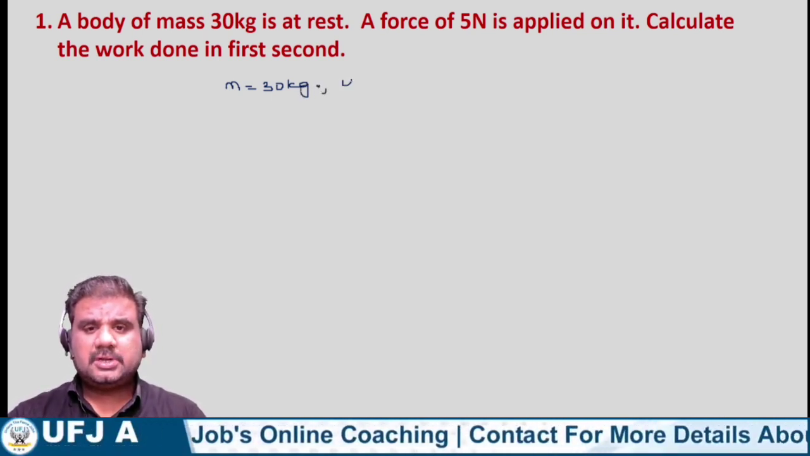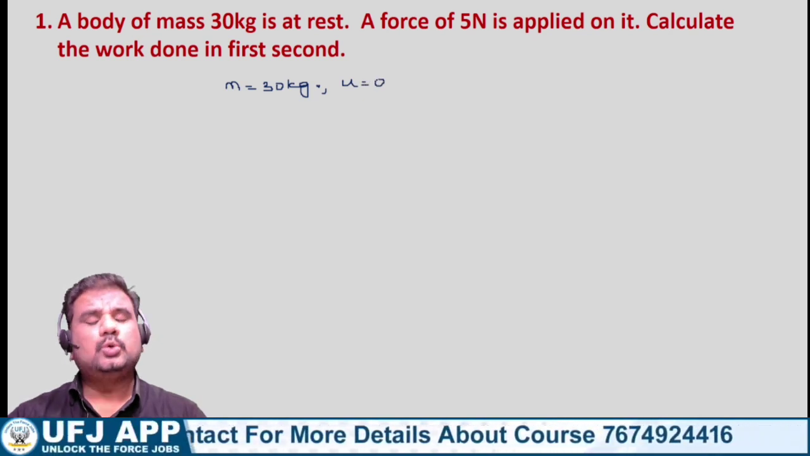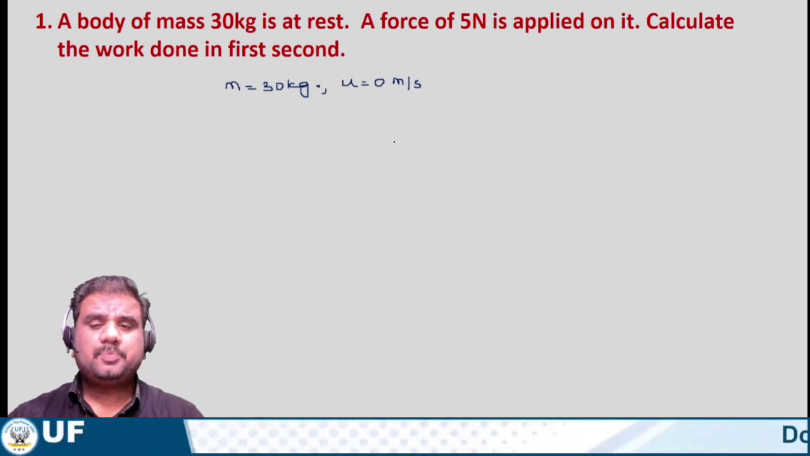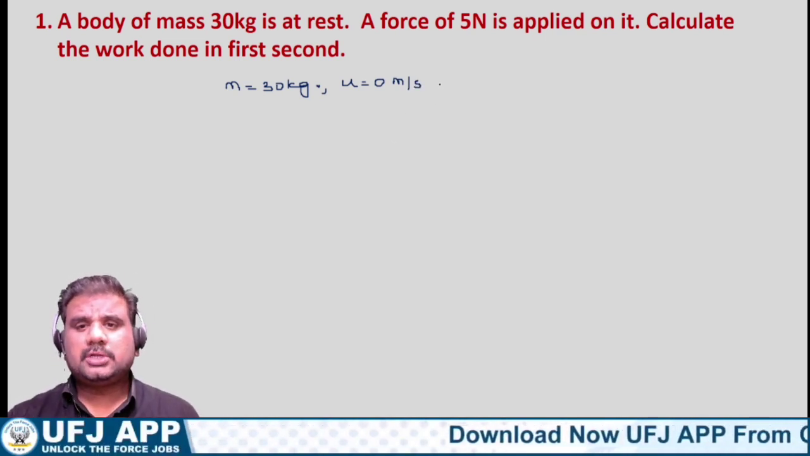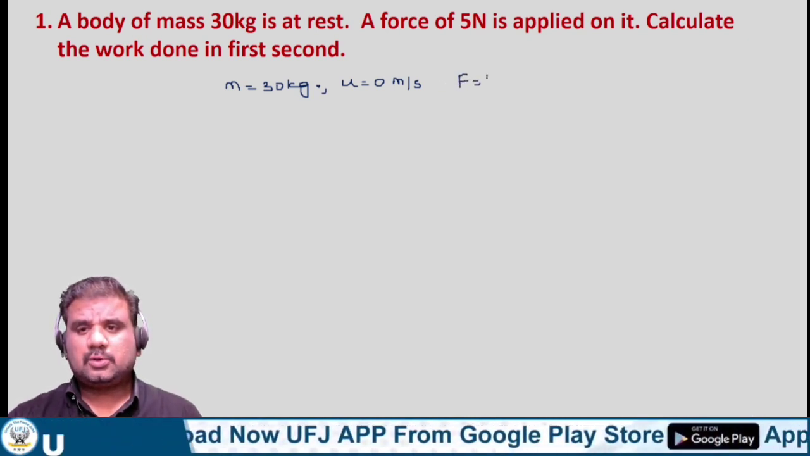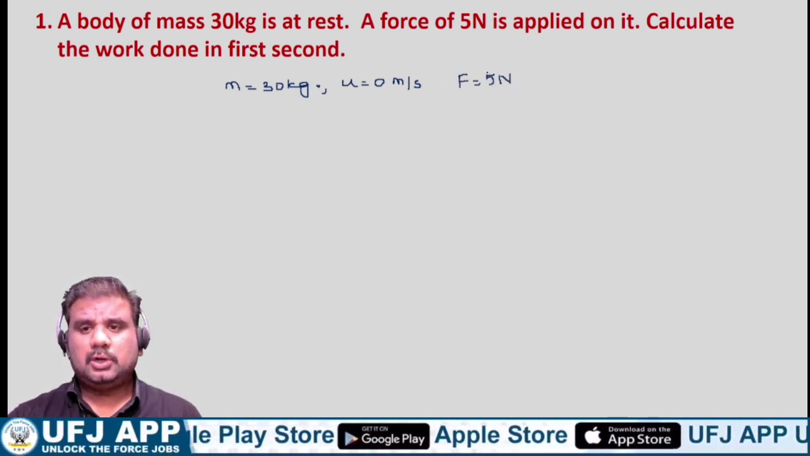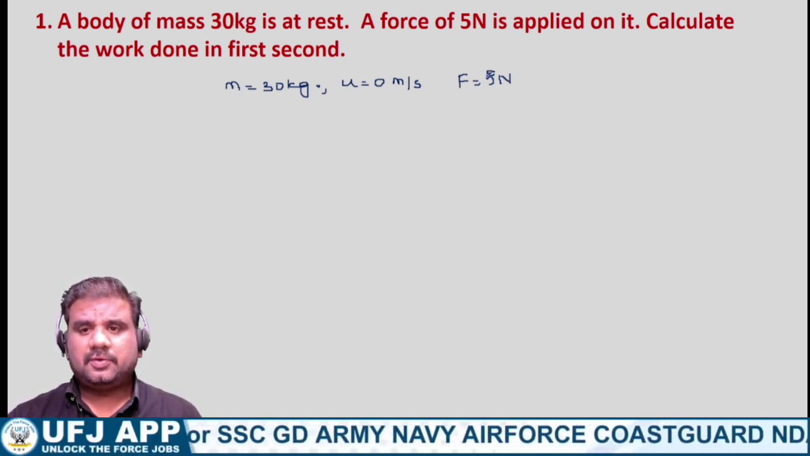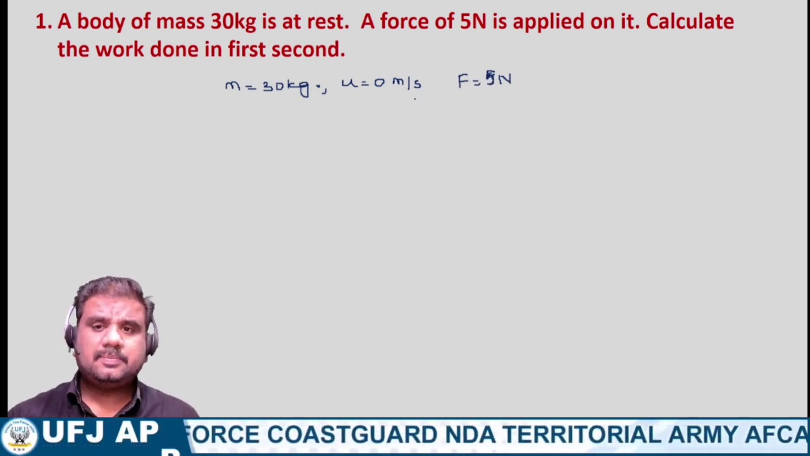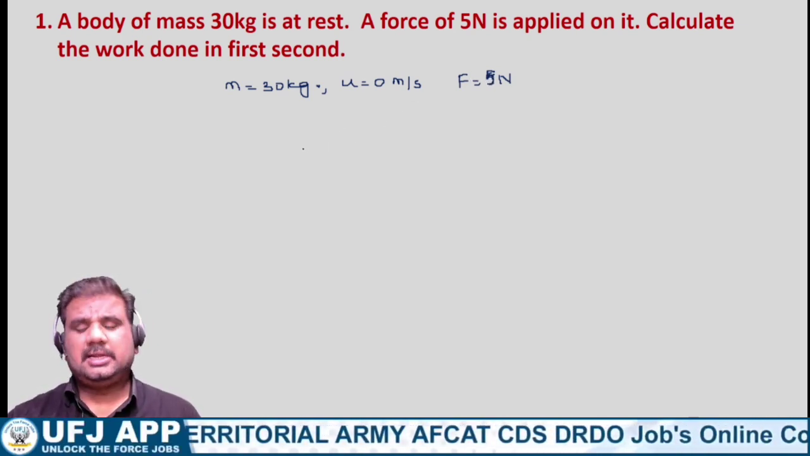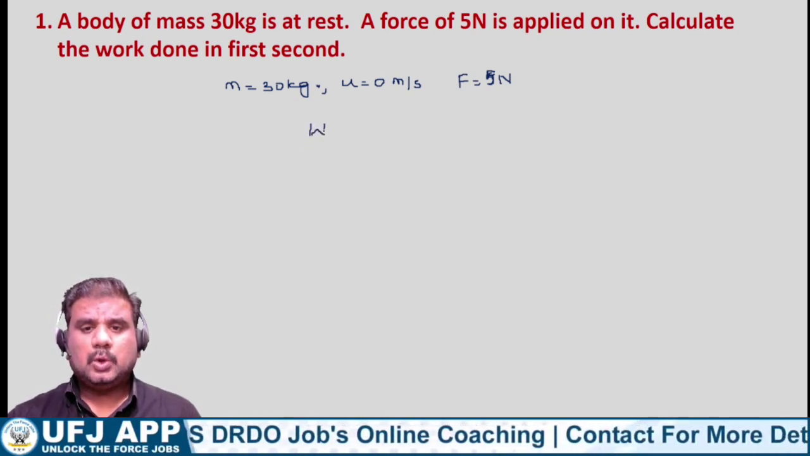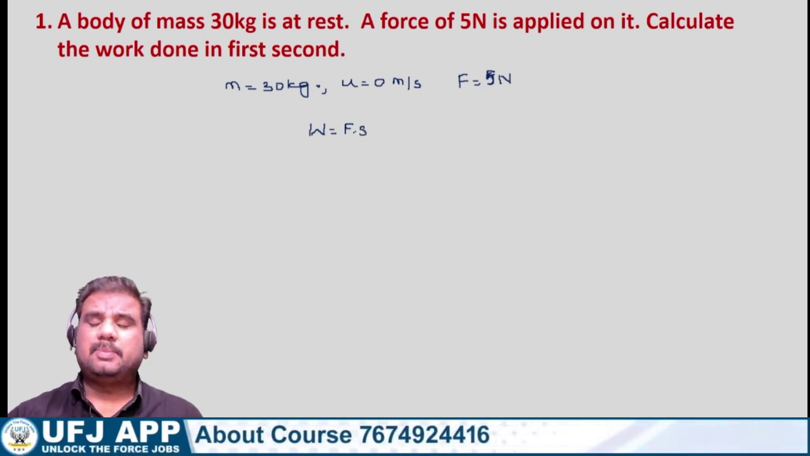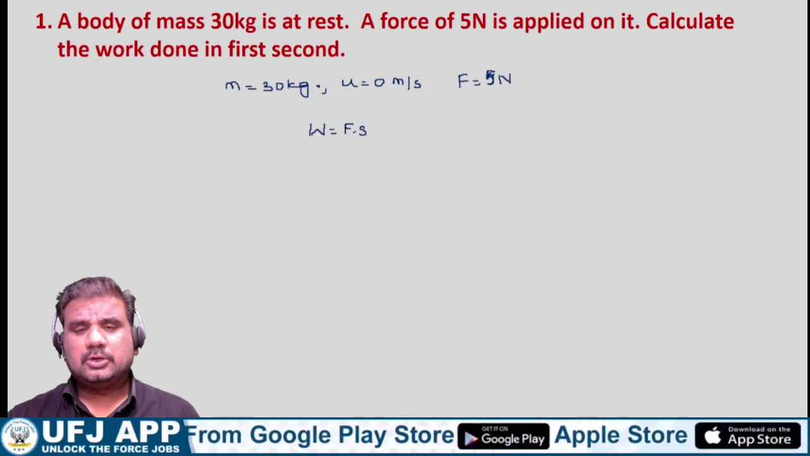So when the object is at rest, it means initial velocity u equal to 0 meter per second, and a force of 5 Newton is applied on it. F equal to 5 newtons. Calculate the work done in the first second. Calculate the work done. So work done calculate cheyali annappudu, work equal to formula enti? Work equal to F dot S ani antam, leda force into displacement. Work equal to force into displacement.